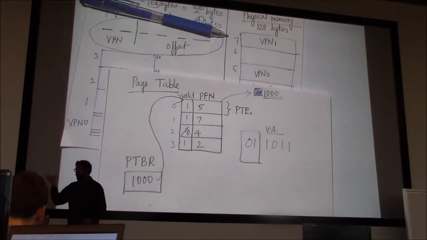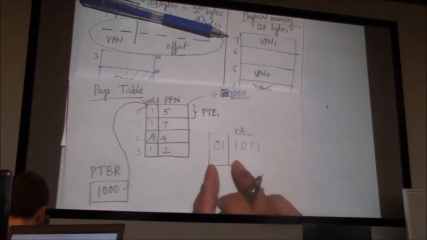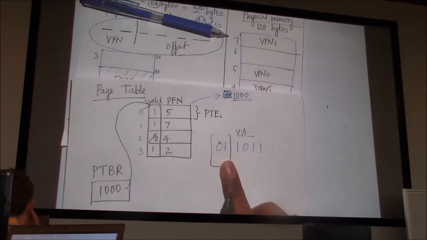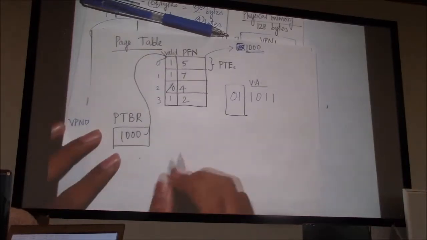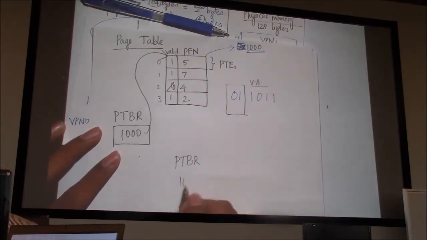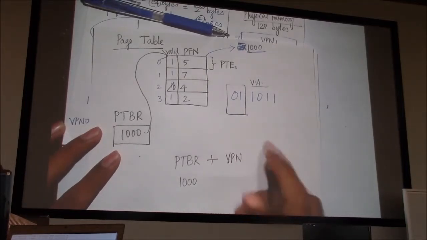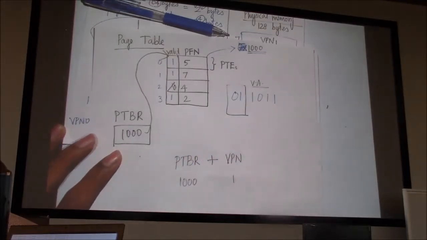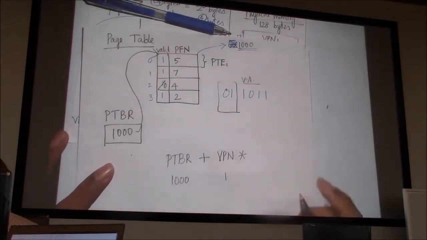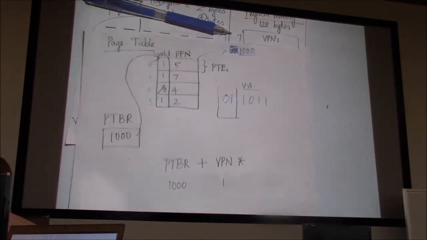And so whenever the hardware gets this address, we really don't know what this address is, but we just found that this address belongs to the virtual page 1, or the first virtual page. So all the hardware does is take the value from this PTBR, which is 1000, and add the virtual page number component to it. The value of the virtual page number is just 1, and it multiplies that by the size of each page table entry, because the table starts at address 1000.